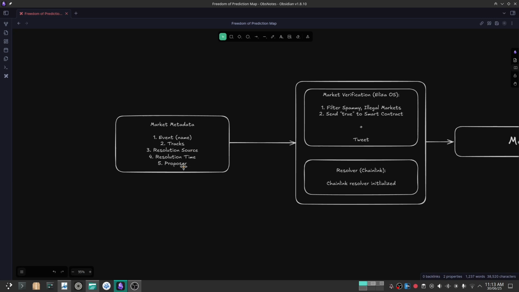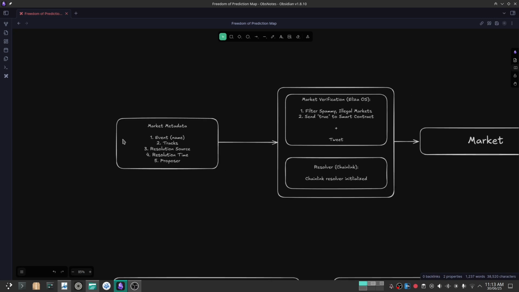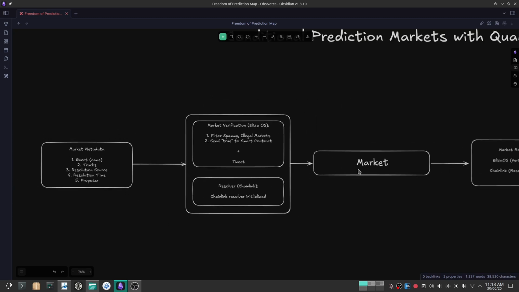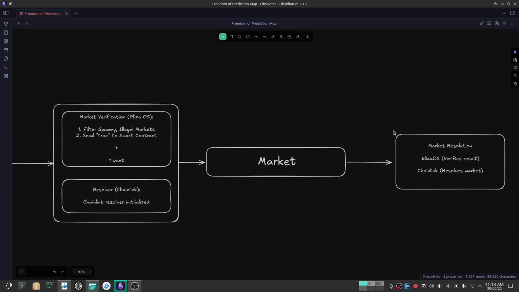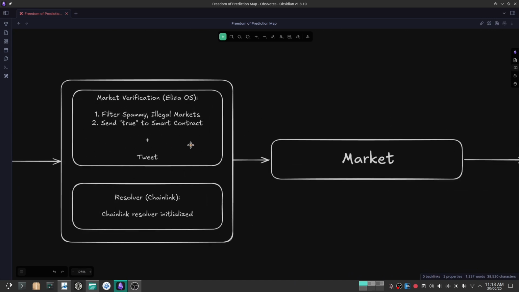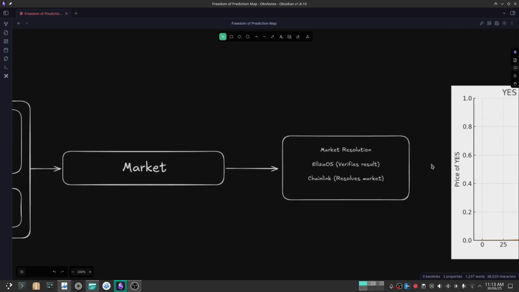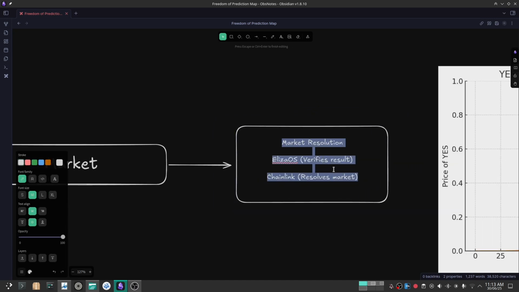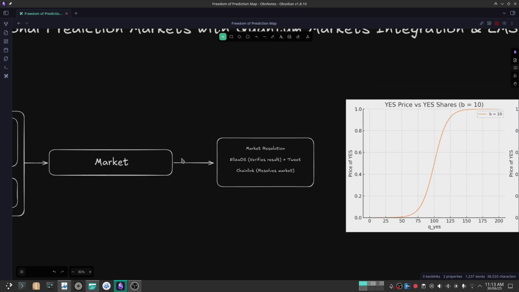There is the resolution time and the proposer who proposes the market. When this input is given, a verification takes place by Eliza OS, and then the resolver Chainlink is initiated, and then the market starts. Also, a tweet is made by the Eliza OS bot when the market is created, and for market resolution Eliza OS verifies the result, and at the end also makes a tweet, and Chainlink resolves the market with the help of Eliza OS verification.